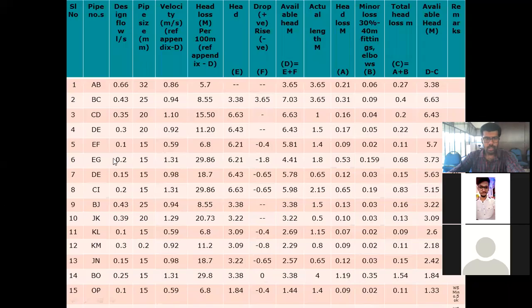Yes. For EG, the design flow and pipe size you will be getting from the loading unit method. Velocity you will be getting from the chart. Head loss also you will be getting from the chart. Then the head is 6.21. So if it was like this, 3.38 will be coming here, 6.63 will be coming here, 6.43 will come here, 6.21 comes here, and instead of 5.7 it is 6.21 itself.